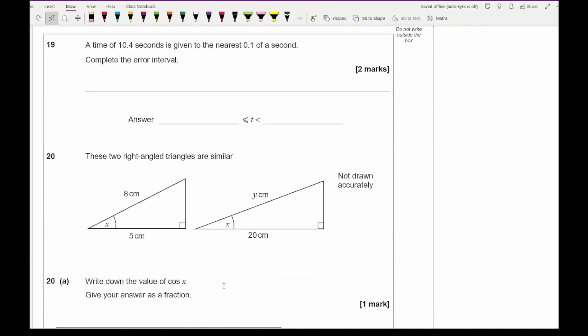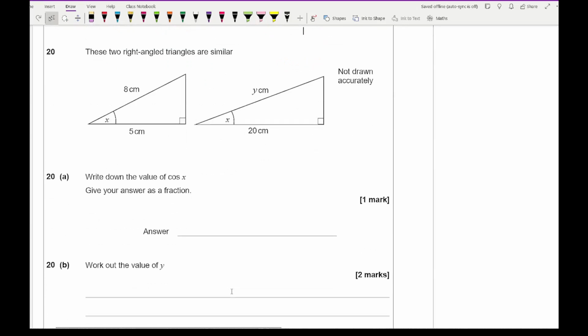Moving on to question 19, it says that a time of 10.4 seconds is given to the nearest 0.1 of a second, and the question is asking us to complete the error interval. So for this, I need to divide what they've rounded it to by 2. So 0.1 divided by 2 is 0.05. Now to find the upper and lower limit, I add and subtract 0.05. So the lower limit is going to be 10.35 and the upper limit is going to be 10.45.